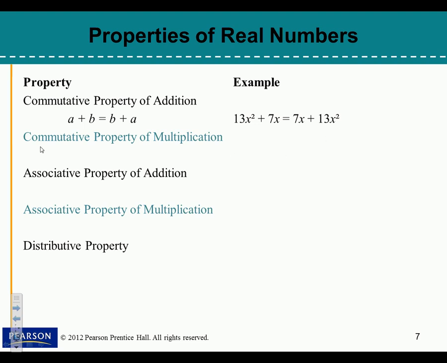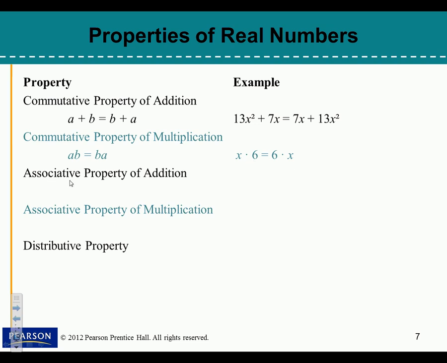Okay, if it says the commutative property of multiplication, that means I'm going to change the order of what I'm multiplying. A times b equals b times a, which is why it doesn't matter which way you write this, 6x or x times 6, they mean the same thing, but we generally write the number first.